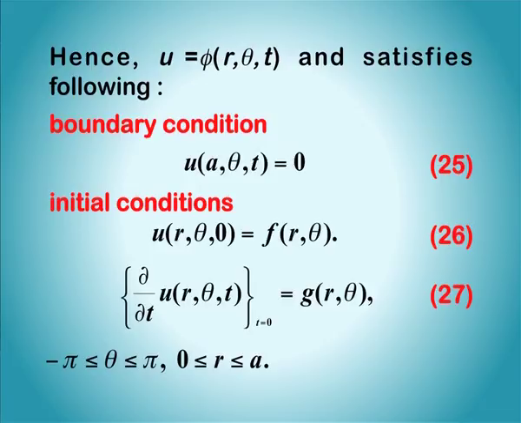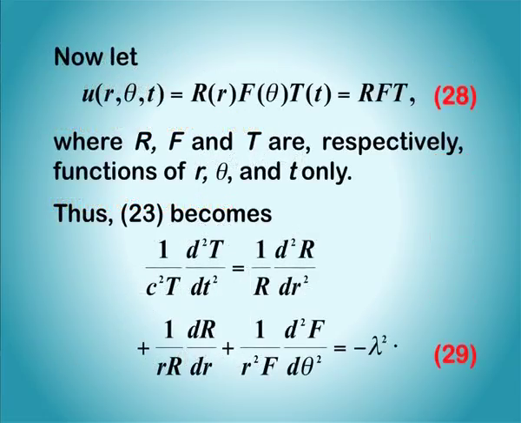Hence, this function u is a function of r, theta, t. r is the radius vector, theta is the vectorial angle, t is the time, and it satisfies the following boundary conditions. One is boundary, another is initial conditions. We will obtain the previous equation and we substitute these. R is a function, F is a function, T is a function, and they are functions of r, theta and t only.